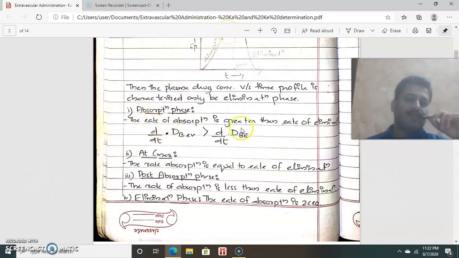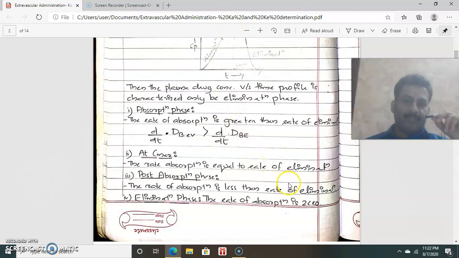So we can say the rate of absorption is greater than the rate of elimination. We are comparing these two, absorption and elimination. So in the absorption phase, the rate of absorption is much greater than the rate of elimination. That is denoted by d/dt (dB_EV), the rate of absorption, the amount of drug absorbed through the extravascular route. d/dt (dB_EV) is greater than d/dt (dB_E), that is the amount of drug eliminated. So absorption is greater than elimination in the absorption phase.